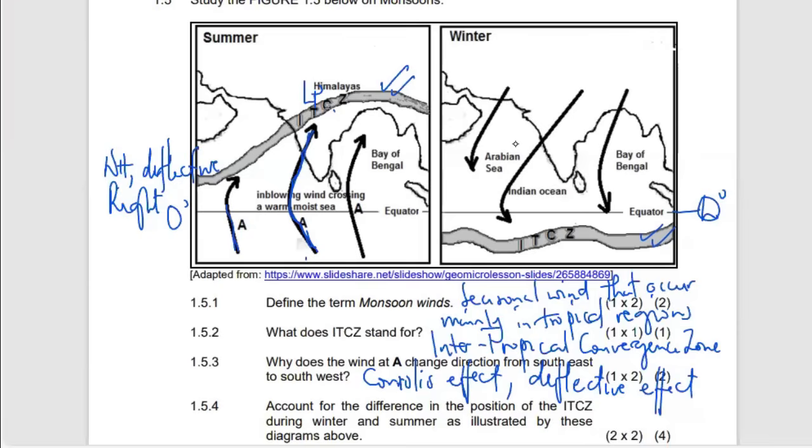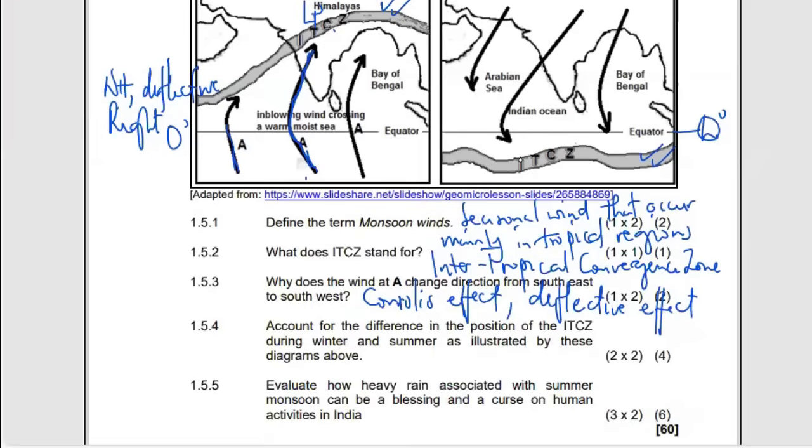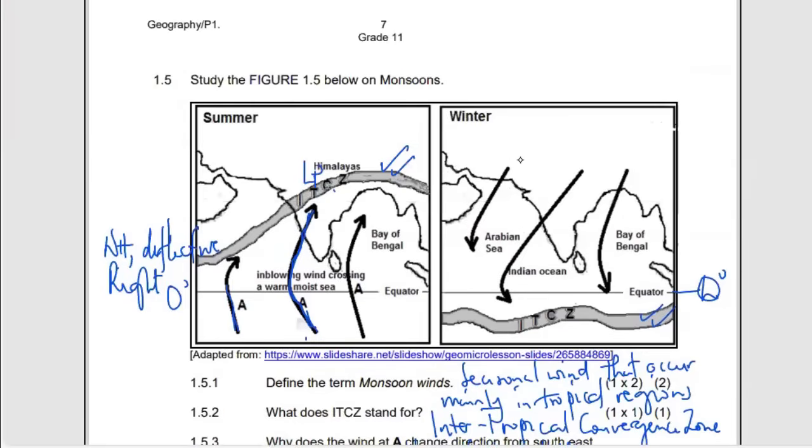So why is the ITCZ in the north in summer? Right, we are saying here, this is the northern hemisphere summer. The sun is to the north. So our argument here is that the ITCZ moves northwards, causing intensive heating and the convergence of tropical winds, which results in massive evaporation in the north. So it moves to the north.